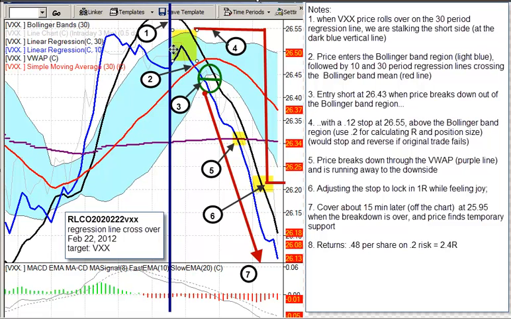Notice the pinch and volatility getting smaller too. And so the signal to go short is right here at 26.43 at the horizontal green line. Inside that green circle, that's the decision point, and we're going short, the big red arrow.